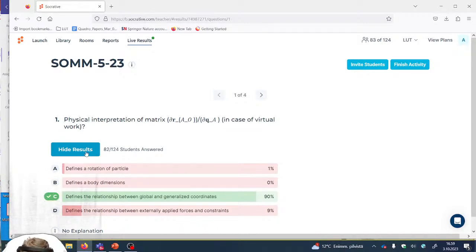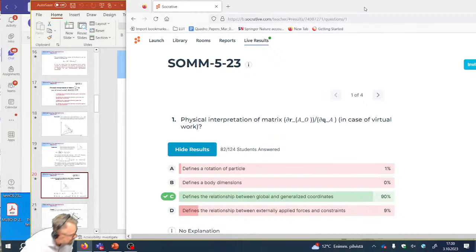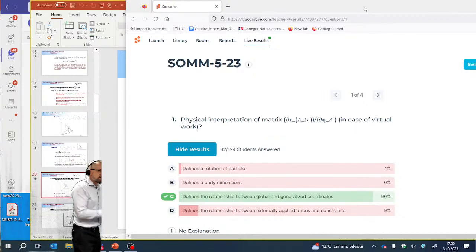You cannot see it. Okay, and you don't trust me. You don't trust me anymore. I see that. Okay, so what about this? Okay, very good news. Very, very good news. 90% success rate.